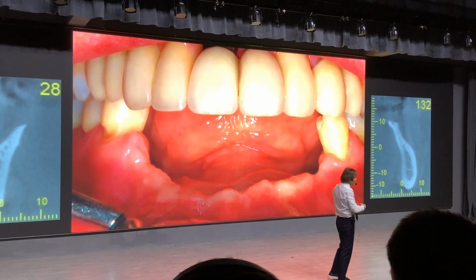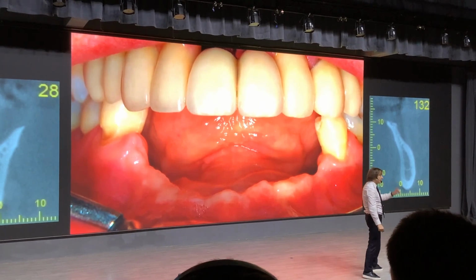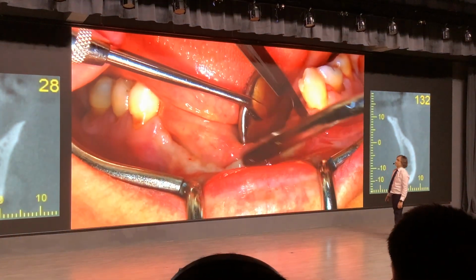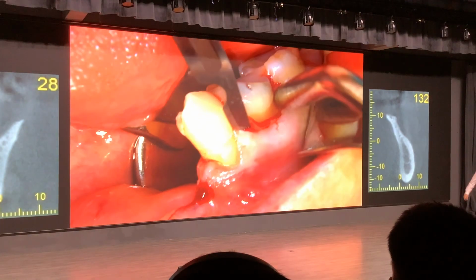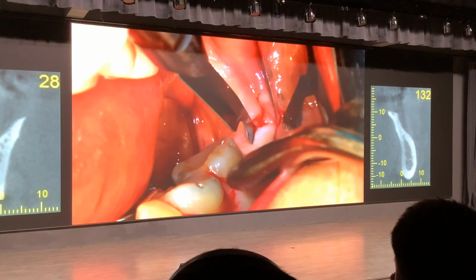I just scrape. There's a little piece of bone here. I just scrape it off and do a lasagna. Look at that. Zone 3. From here to the other side.